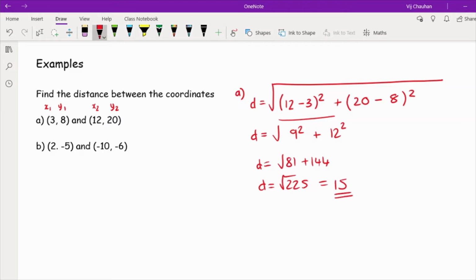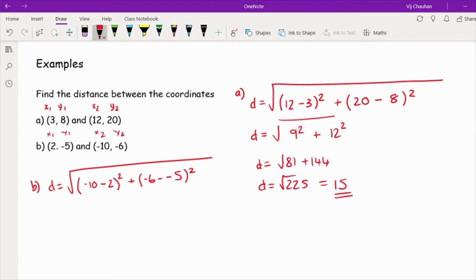And then moving on to b, which I'll just do here. So 2 is my x1, minus 5 is my y1, minus 10 is my x2, and y2 is minus 6. So looking at d, and again just being extra careful with negatives, here we're going to have minus 10 minus 2 squared plus minus 6 minus minus 5.